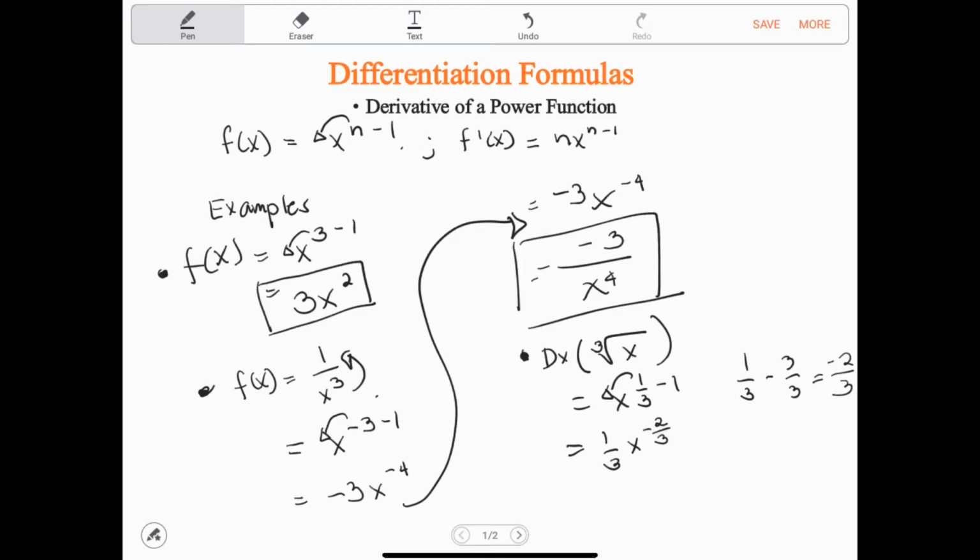Note that we don't want a negative exponent, so we can transfer it to the denominator. So it's going to be 1 over 3 x to the power of 2 over 3, or 1 over 3 cube root of x squared. That's it.